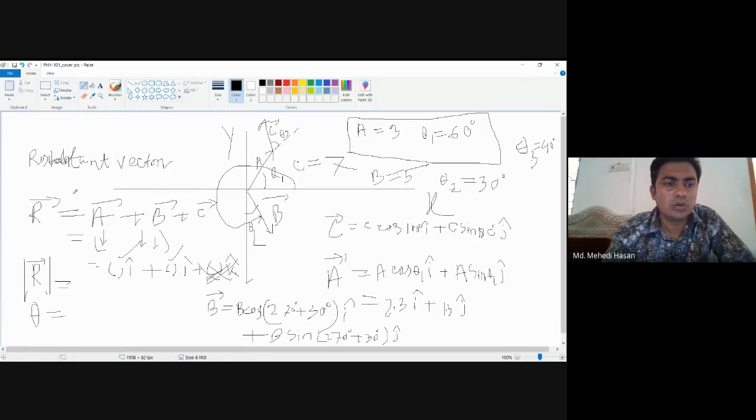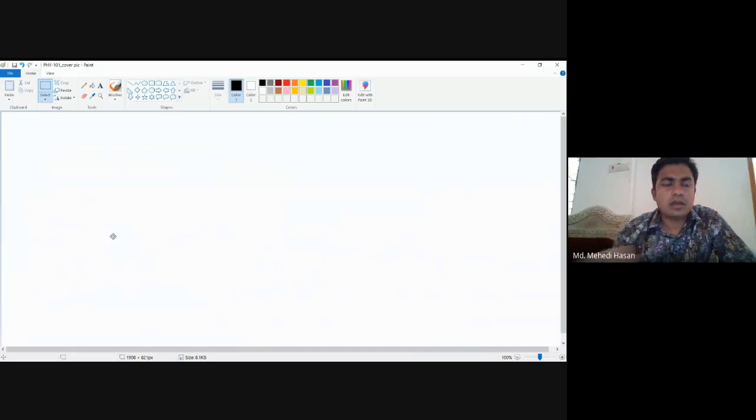So this is the procedure to calculate the vectors in polar form and Cartesian form. Do you have any questions regarding this problem?